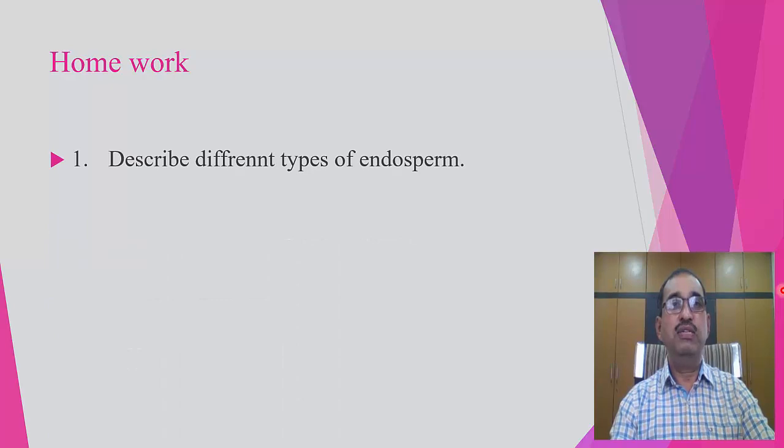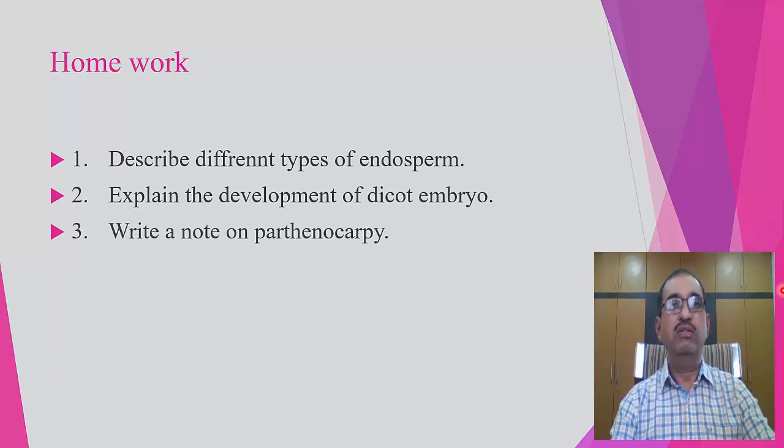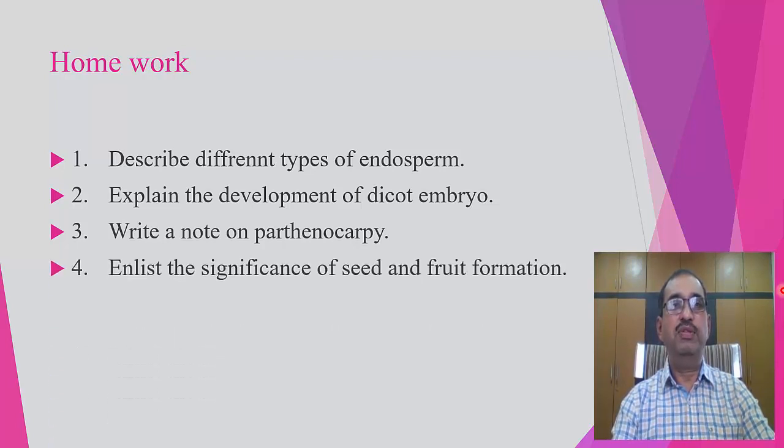Homework. First question. Describe different types of endosperm. Second question. Explain the development of dicot embryo. Third question. Write a note on parthenocarpy. And fourth question. Enlist the significance of seed and fruit formation.